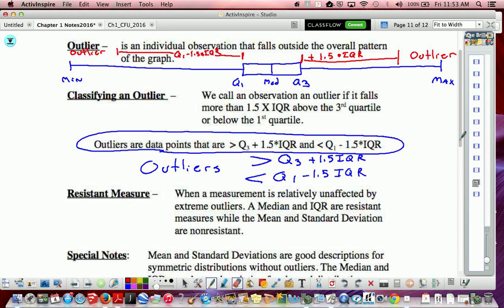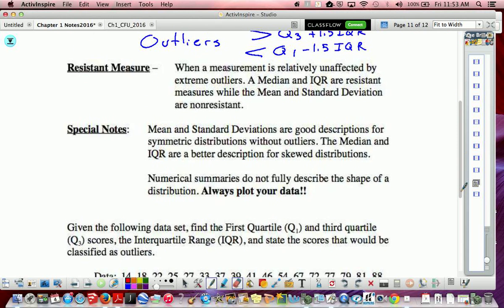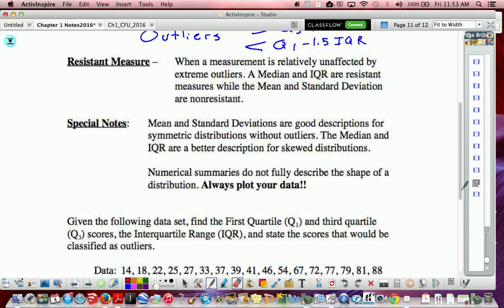Okay. Now, the last couple concepts that we'll talk about is this first thing called a resistant measure. As it says up there, a resistant measure is a measurement that is relatively unaffected by extreme outliers. Meaning an outlier is not going to really change its value that much. Median and IQR are considered resistant measures. They don't change very much. However, mean and standard deviation are non-resistant.